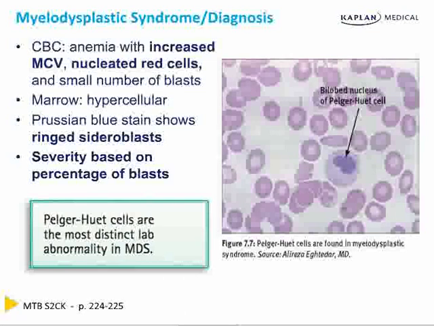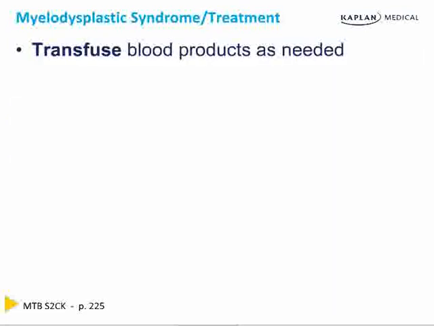The B12 and folate level is normal. If there's a Prussian blue showing ring sideroblasts, or there's a few number of blasts, that will help you establish the diagnosis. The best initial therapy is to transfuse those blood products as needed. You give red cells most of the time. We don't transfuse white cells because they don't work.